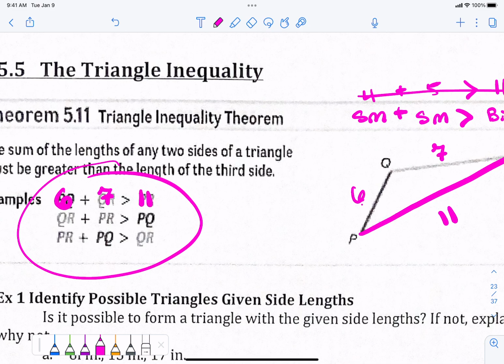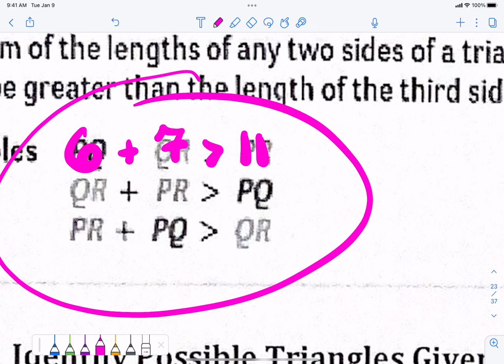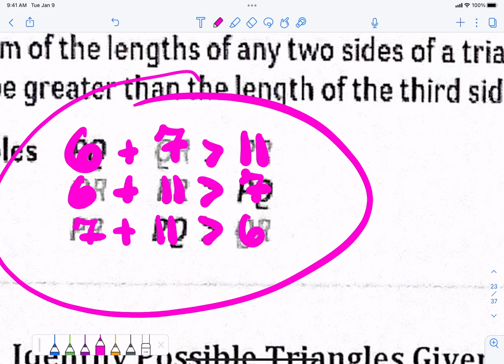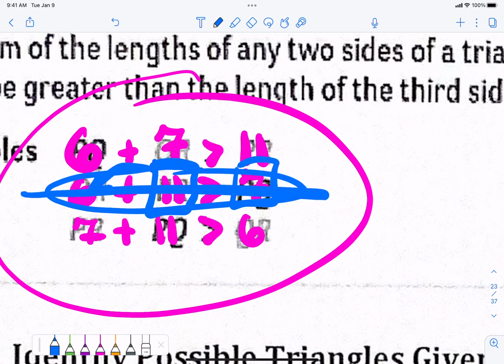Now, technically we have to check all 3 scenarios, but we really don't, and I'll show you why. Here you go. 6 plus 7 is greater than 11. I have to also check that 6 plus 11 is greater than 7, and I have to check that 7 plus 11 is bigger than 6. Does that make sense? I have to check all 3 scenarios. But you don't, because if I'm looking at this one right here, 11 is my biggest side. It's already bigger than this one. I don't even have to add anything to it to get bigger than 7, so I don't even have to check this one.